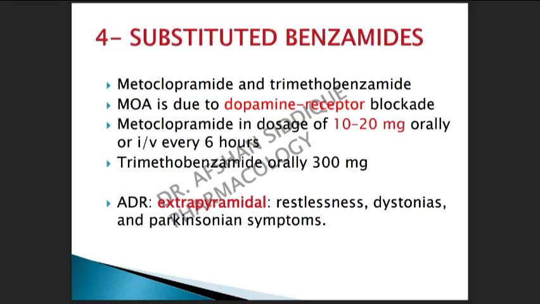to 5-HT3 receptor, or we can say that these are the first line of treatment too. ठीक है, उसको प्रायोरिटी दी गई है because of the efficacy as well as the compliance of patient is also good in that case. Adverse drug reactions are extrapyramidal effect, restlessness and dystonia and Parkinsonism.